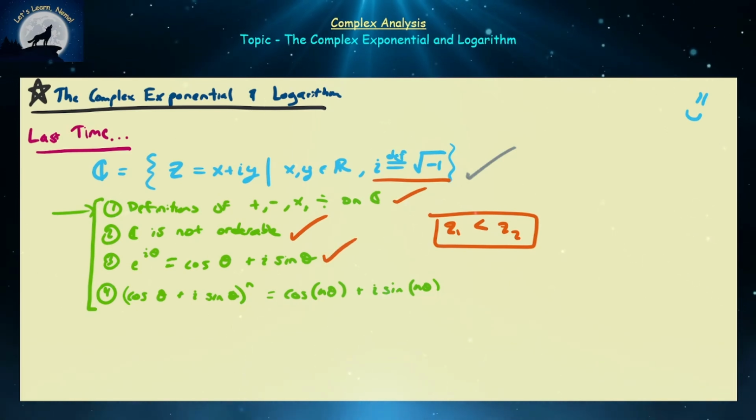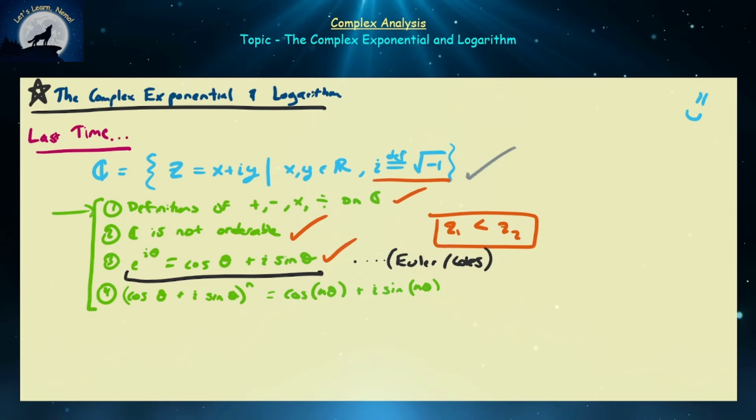We also discussed this statement, e to the i theta is equal to cosine theta plus i sine theta, which is sometimes called the Euler-Cotes identity, which connects the exponential function to cosine and sine. So we're like, okay, if e to the i theta is equal to cosine theta plus i sine theta, maybe we can view the exponential function as a periodic function, maybe. But this particular statement doesn't really make sense in the complex sense because we haven't defined it, which is one of the things we're going to do today.